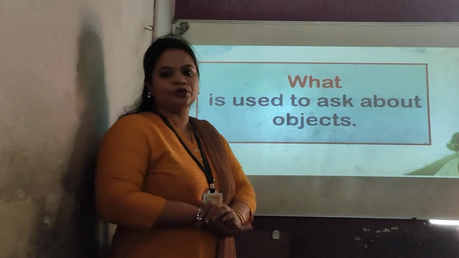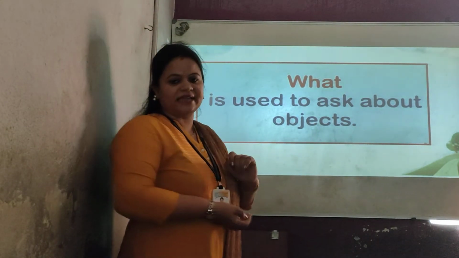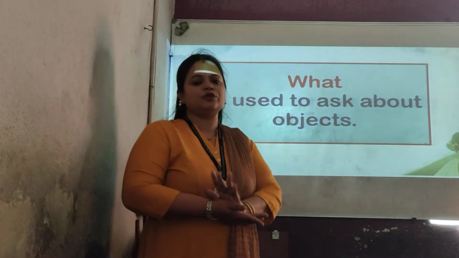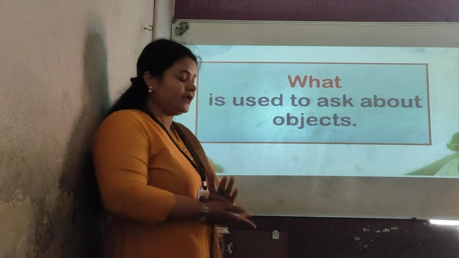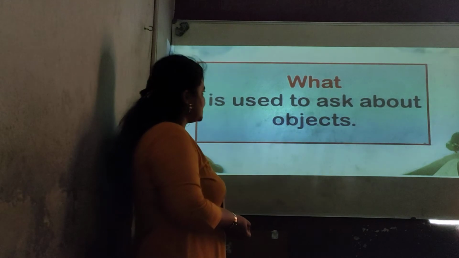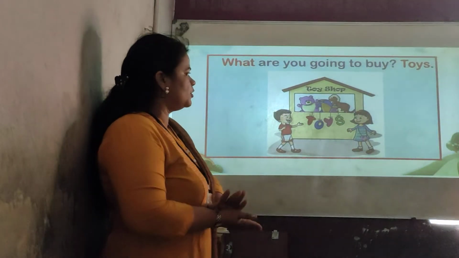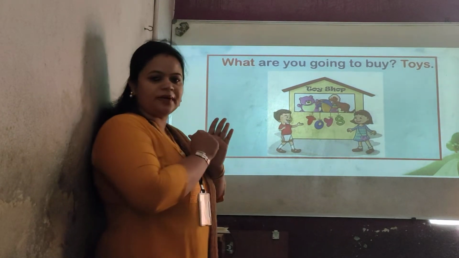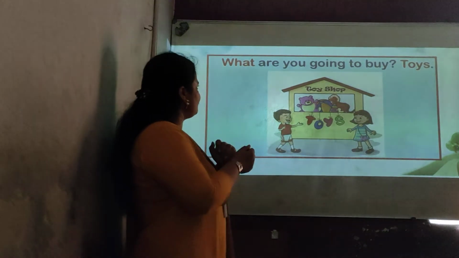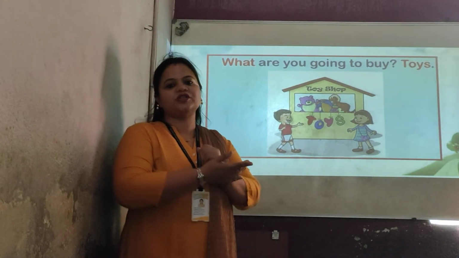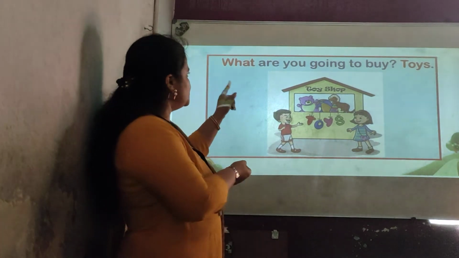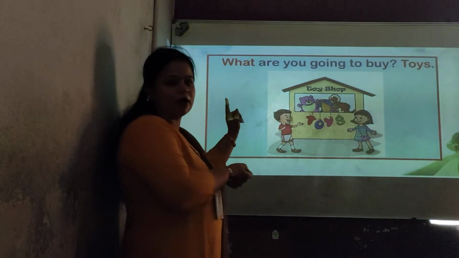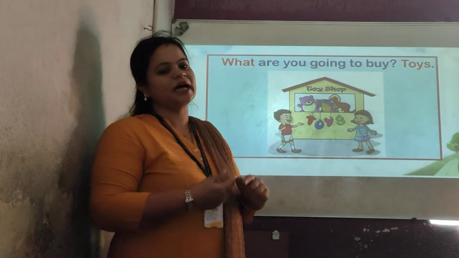The word what is used to ask about objects, things. Let's see one example of this. How to frame the question sentence? So what do you see here in this picture? There is a girl, a boy and it's a toy shop. Now let's see how we frame the sentence by using the special word what. What are you going to buy? Here we use the word what to ask about the objects or the things.